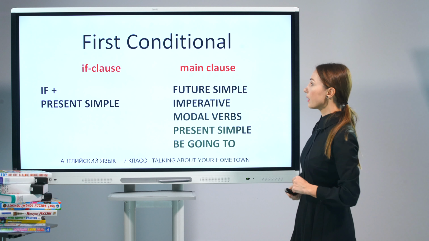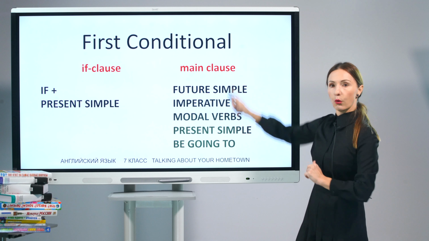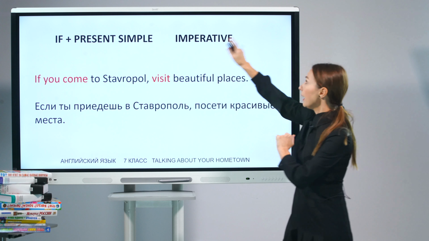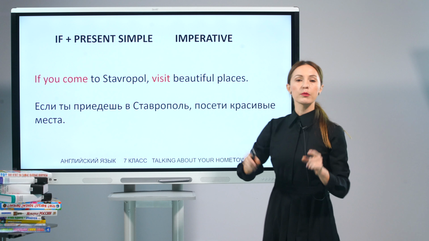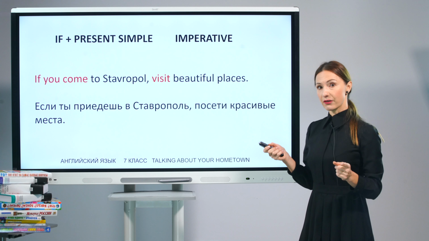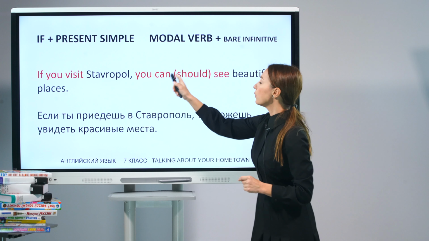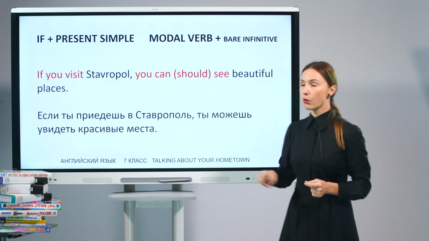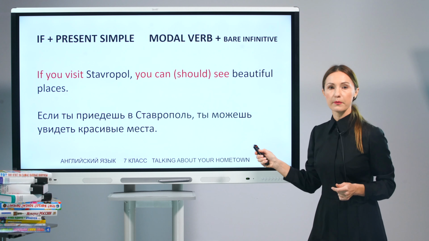Okay? Look at the whiteboard. So, here we have to use present simple in our examples, and here are all these possibilities. The first example: present simple here, and imperative in the main part of our sentences. We'll read together. If you come to Stavropol, visit beautiful places. Okay? Very interesting example, yes? Next one. If you visit Stavropol, you can see beautiful places, or you should see beautiful places. So, modal verb in this part, can or should.